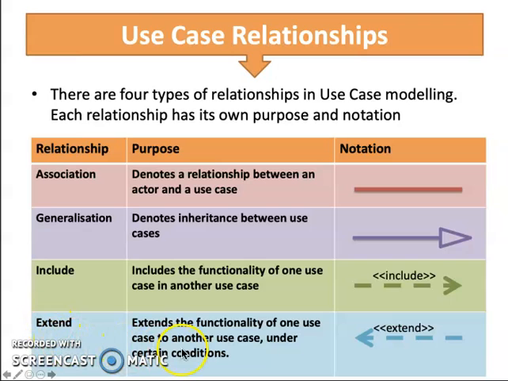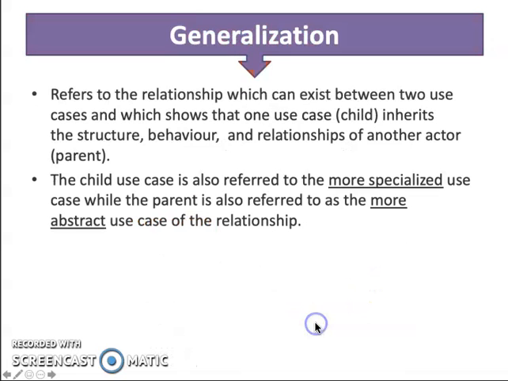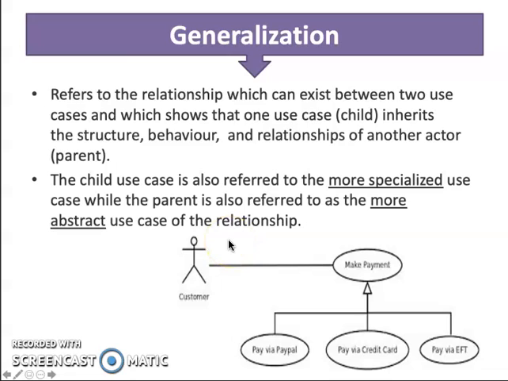And then lastly, we have extend. The extend relationship extends the functionality of one use case to another use case under certain conditions, and it's represented like this with the arrow pointing the other way. So here you can see the association is a straight line. The staff member here, this role, engages with this particular functional requirement, which is browse concept notes, for example. Then with generalization, think of this as a parent and child relationship.